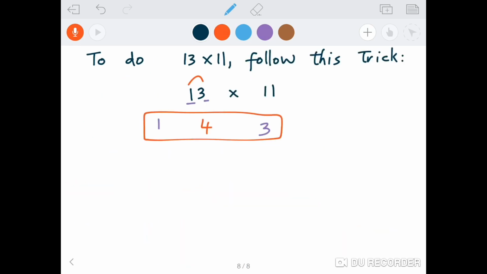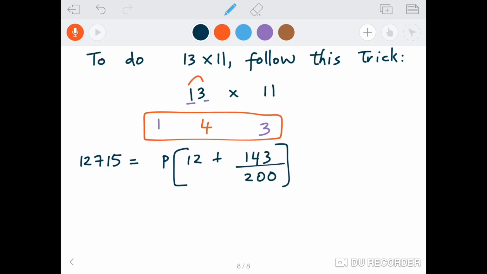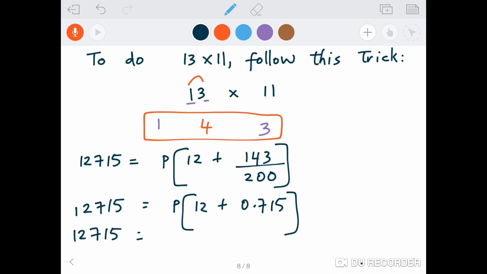So your numerator has now become, let's go back to that, 12,715 is equal to P times 12 plus, we just got that, 143 divided by 200. Now just do a basic math here. You could take your LCM and do it, or you could directly get the decimal equivalent of 143 by 200. The decimal equivalent is approximately 0.715. So I'm just going to put that there. So I get 12,715 is equal to P times 12 plus 0.715, which is 12.715.